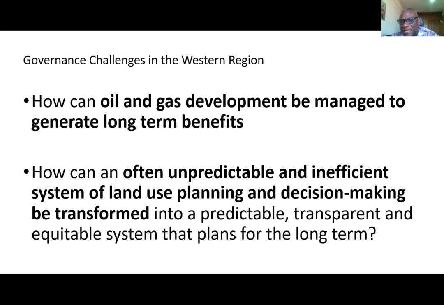What were the governance challenges at the time? Now, we have just discovered oil and gas, and we were in the exploratory phase. Around West Africa, we have seen countries that have developed oil, and it has become a curse to the society. So the issue is, how do we manage this oil to generate long-term benefits to the people of the place? And secondly, how can unpredictable and inefficient systems of land use planning and decision-making be transformed into practical and transparent ways and planning for long-term benefits of society?